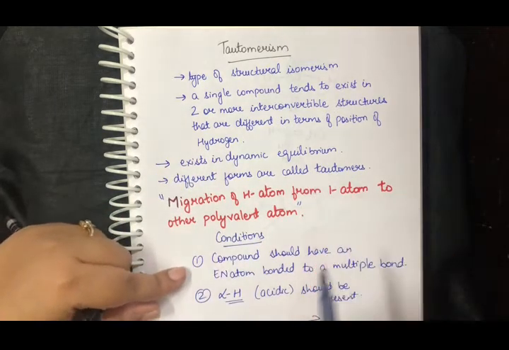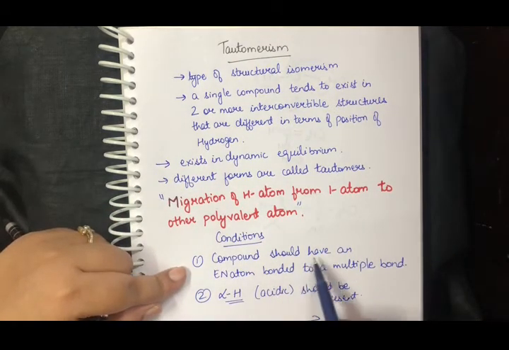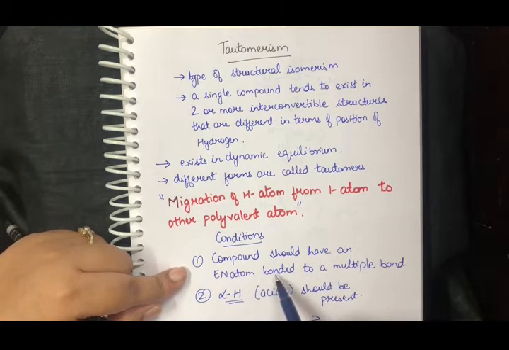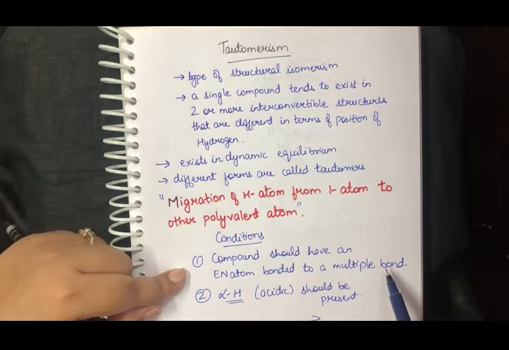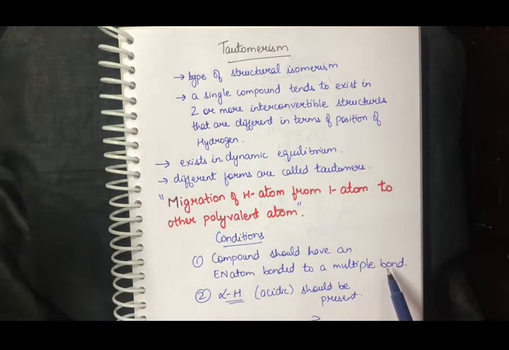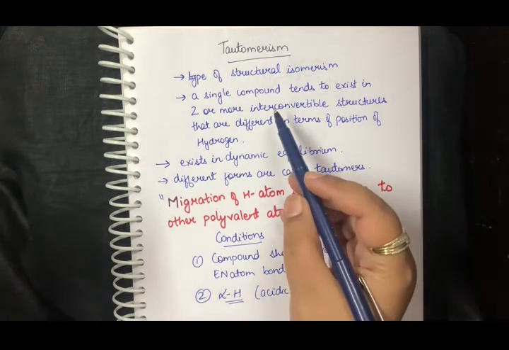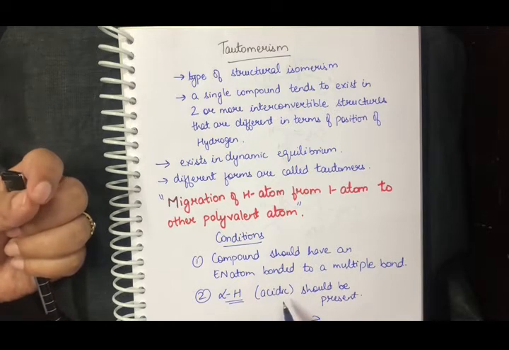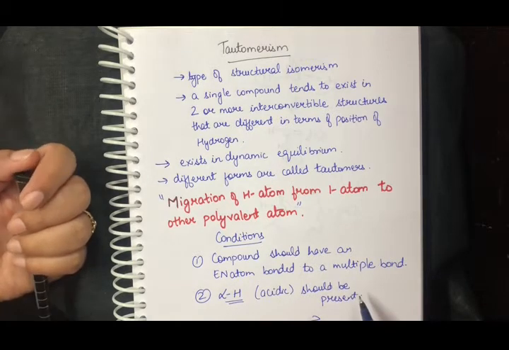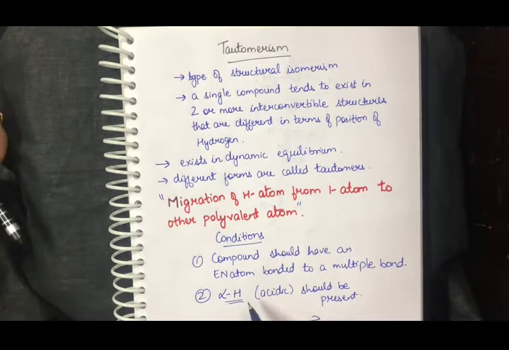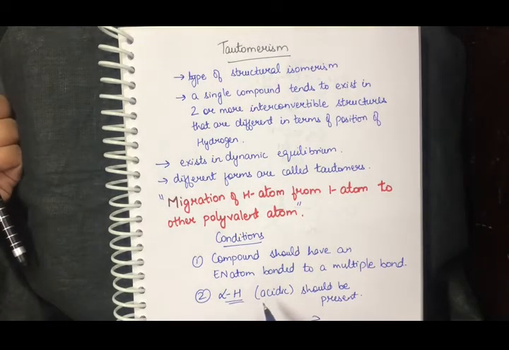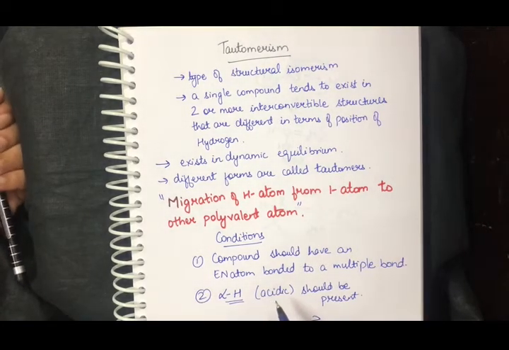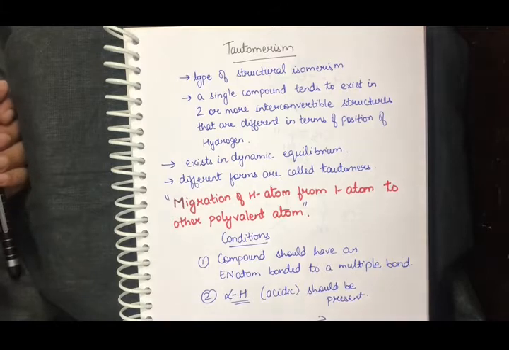The very first condition is that the compound should have an electronegative atom bonded to a multiple bond. So only the compounds which have an electronegative atom with a multiple bond will be able to show tautomerism. Secondly, the compound should have alpha hydrogens, which are supposed to be acidic. If you do not have an alpha hydrogen present in the compound, you won't have the tautomerism effect in it. Now let me take an example.